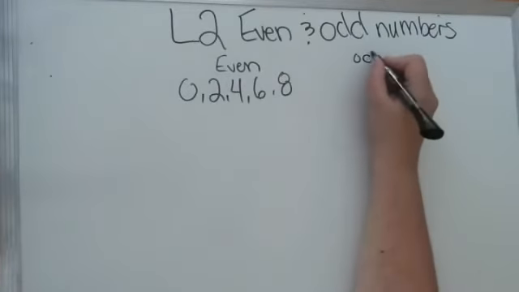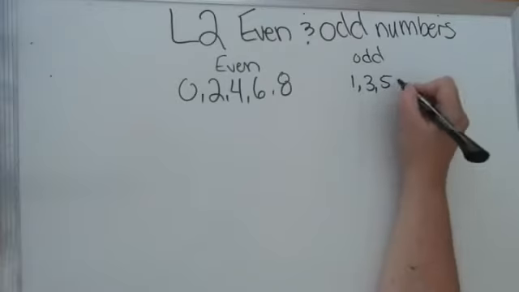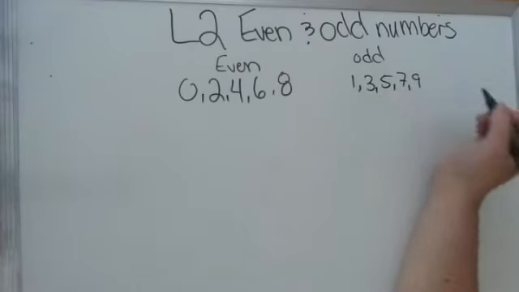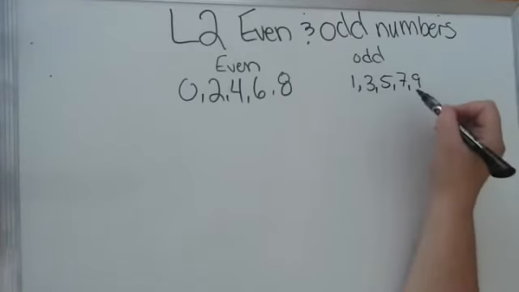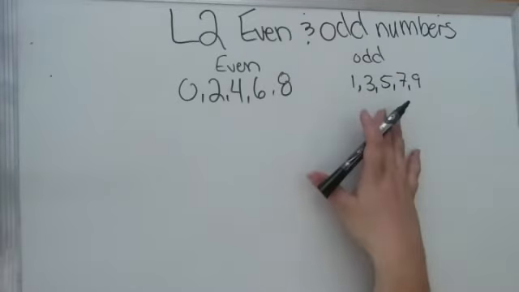Odd are 1, 3, 5, 7, and 9. These are the odd numbers. We could also say even digits and odd digits, okay?